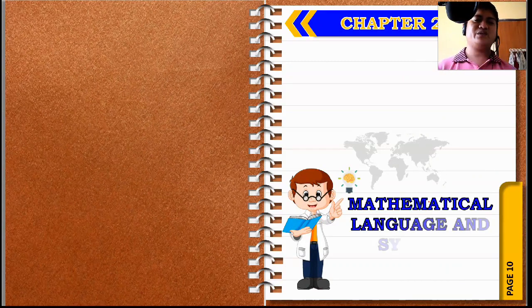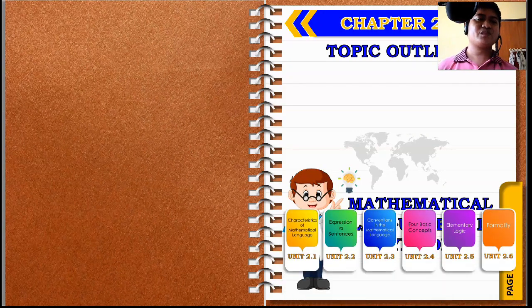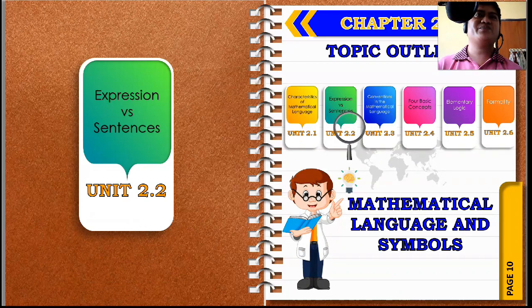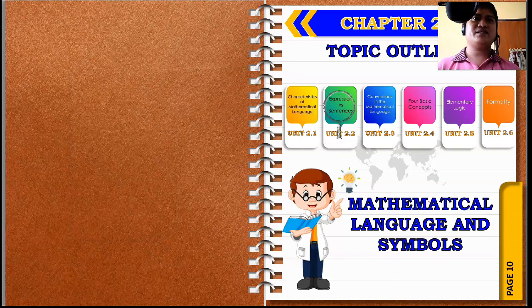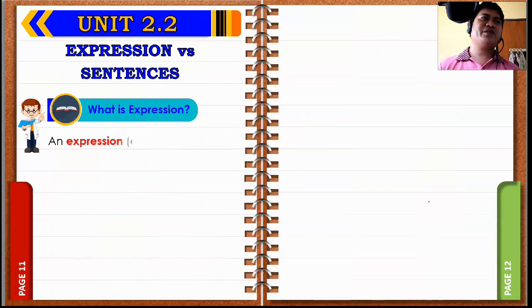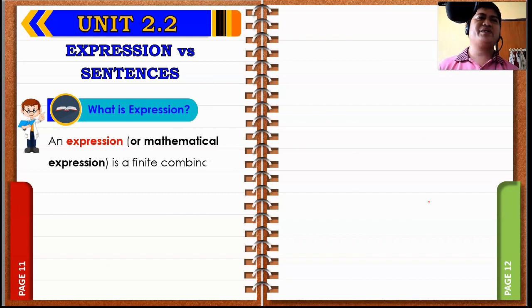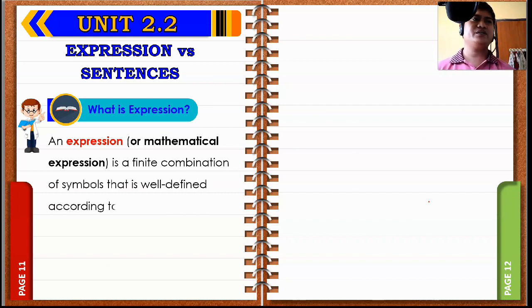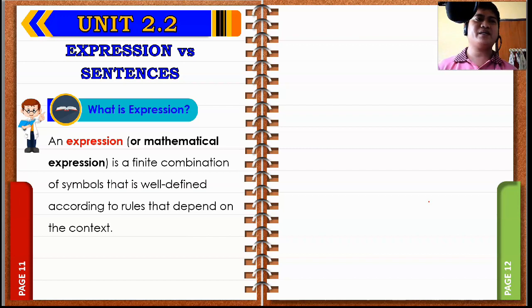Now, let's proceed with our next topic. This is all about expressions versus sentences. What do we mean by expression? A mathematical expression is a finite combination of symbols that is well defined according to rules that depend on the context.